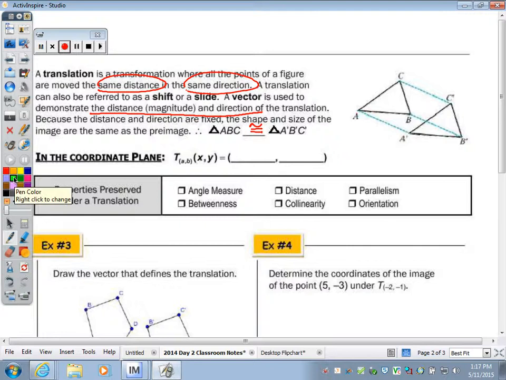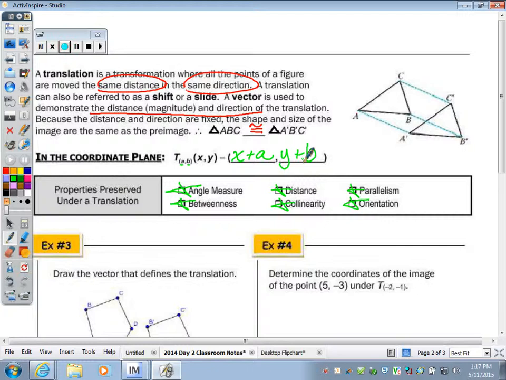So if they are congruent, is angle measure preserved? Between this, distance, is there anything I'm not checking for a translation? No, they're all checked. In the coordinate plane, for a translation, you take the number that's in the spot of the A and add it to the X, and then you take this number and add it to the Y.